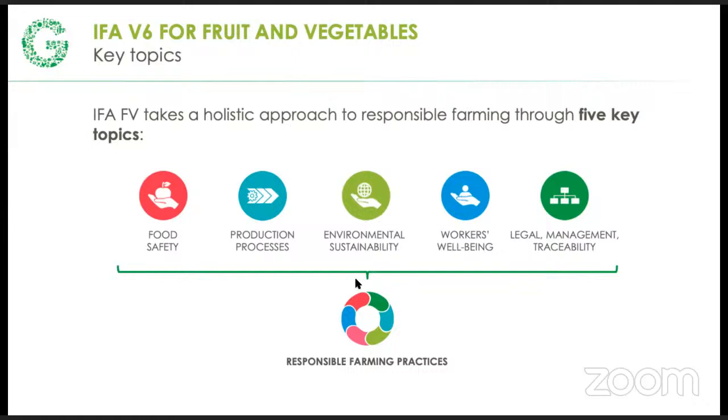And then, of course, the legal and management aspect of your business, because this is really farming as a business. So it looks at, are you registered with PACRA, for example? Are you in compliance with the laws of the land as you are going about this business?